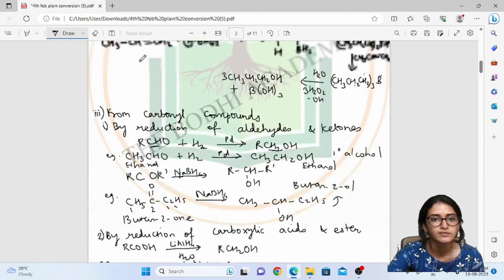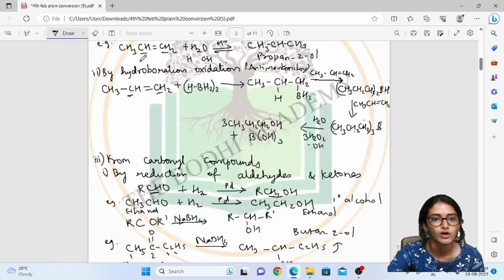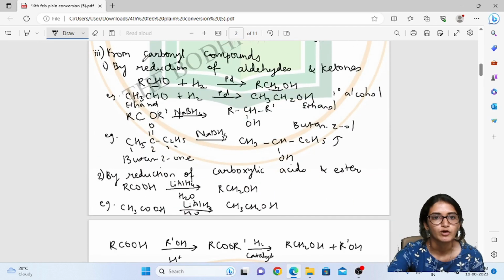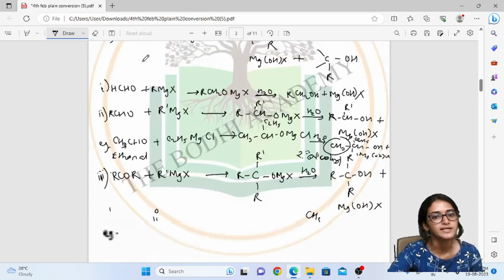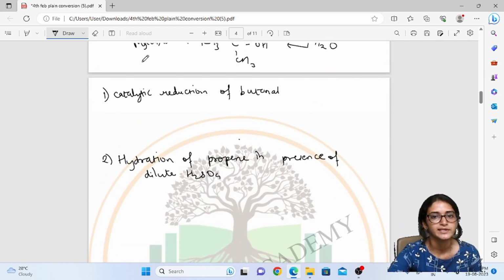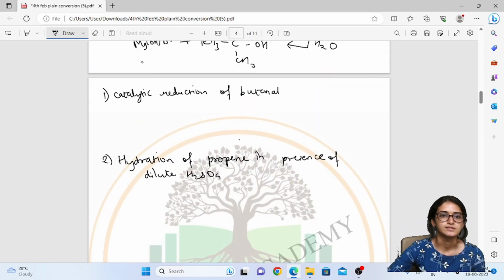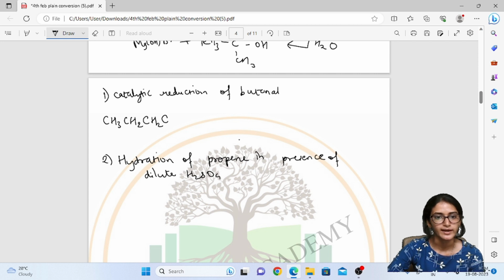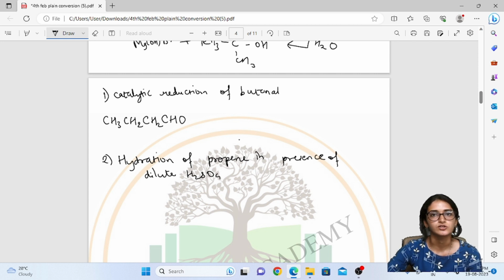Now these are the main preparations of alcohols: first from alkenes, then hydroboration oxidation, from carbonyl compounds, and from Grignard reagent. Now let us take examples here and see how to solve them. The first question is catalytic reduction of butanal. Butanal means an aldehyde. So first let us write the structure, that is CH3, CH2, CH2 and CHO. This is the formula of butanal.